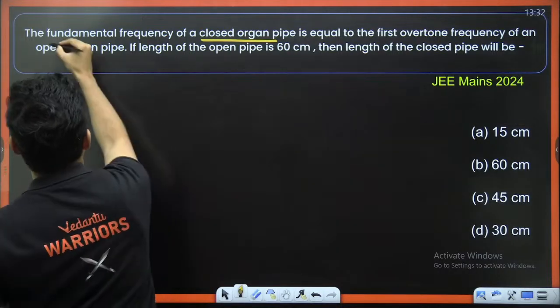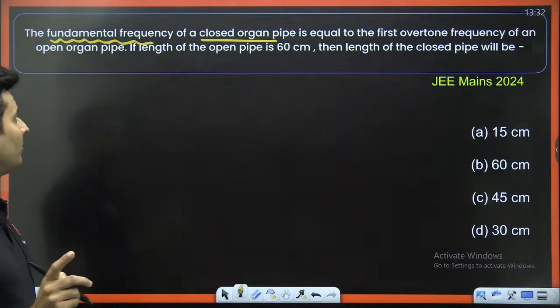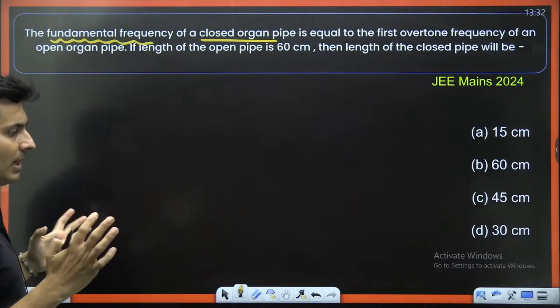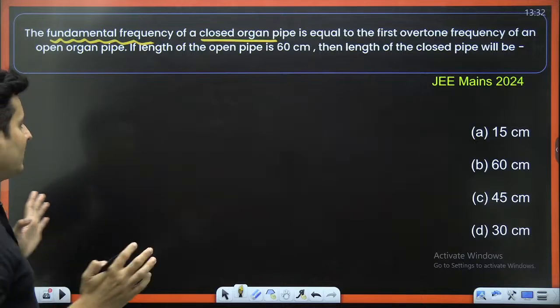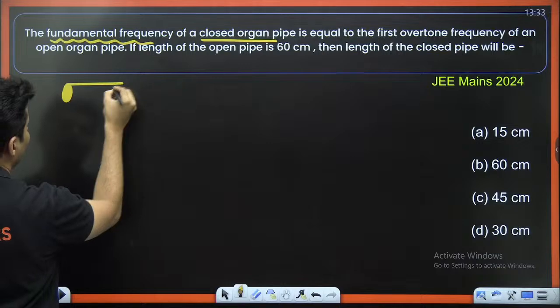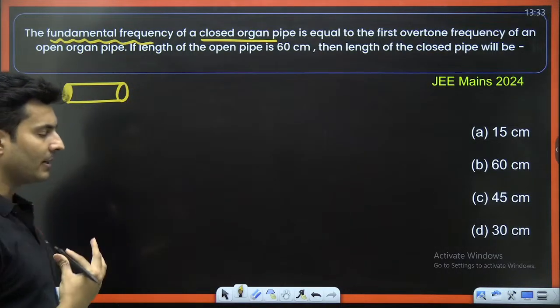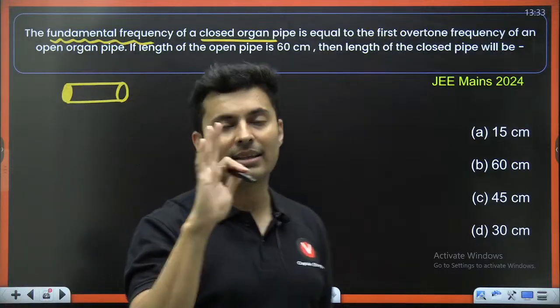The fundamental frequency of a closed organ pipe. When I say closed organ pipe, understand it is always considered closed on one side. A lot of people get confused. Sir, closed means closed on both sides or closed on one side? Closed means closed on one side.